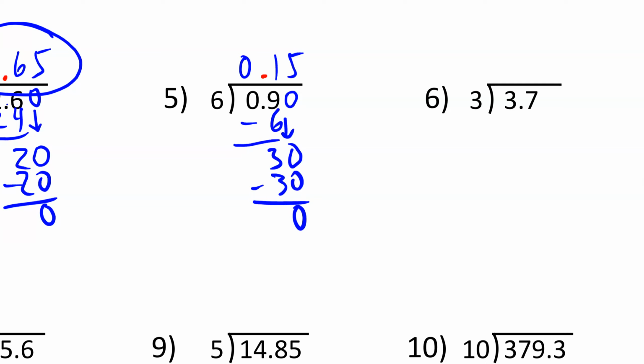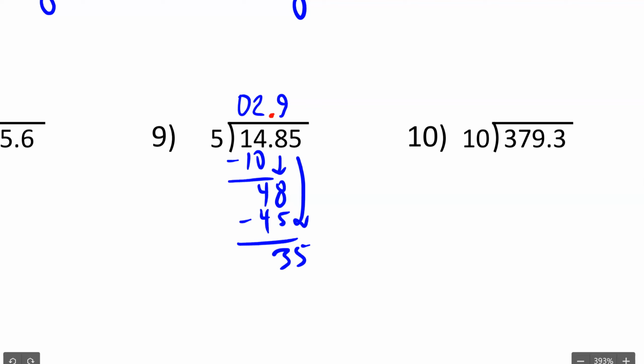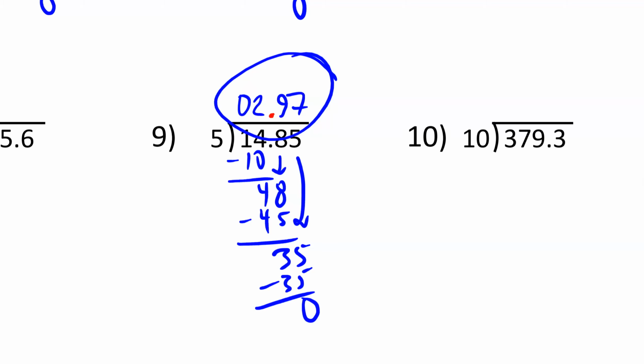Let's do one more. Here I have 14 and 85 hundredths divided by 5. Take my decimal, throw it on the roof, and forget about it. How many 5s are in 1? 0. How many 5s are in 14? 2. 2 times 5 is 10. Gives me a difference of 4. How many 5s are in 48? That gives me 9. 9 times 5 is 45. Bring down my 5. How many 5s are in 35? That's 7. 7 times 5 is 35. And there's my answer, 2 and 97 hundredths.